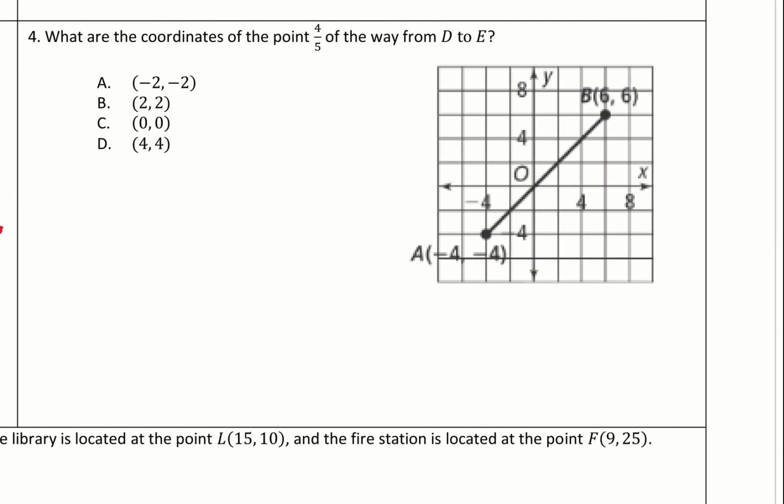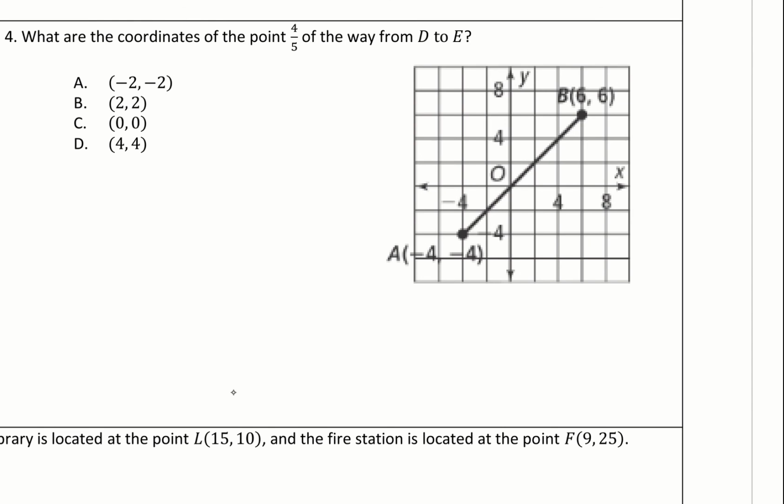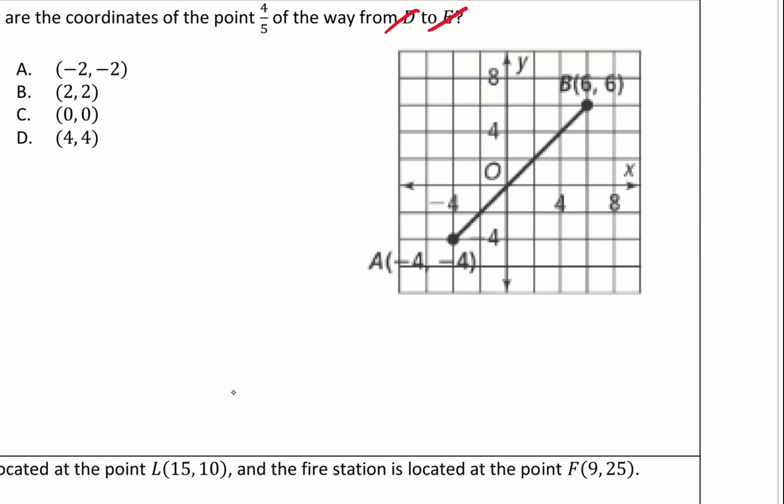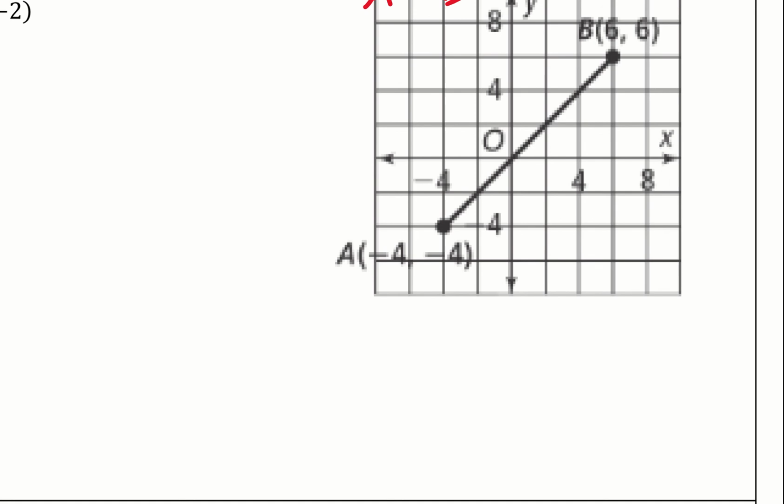All right, so number 4, what are the coordinates of the point 4/5 of the way from D to E? That says D to E, it should say A to B, which is a typo. So you're going to go ahead and fix that if you have the handout. So let's do the same thing we did earlier. Let's do the x distance. The distance from 6 to -4 is 10. And so that's 10, and this is going to be another 10.